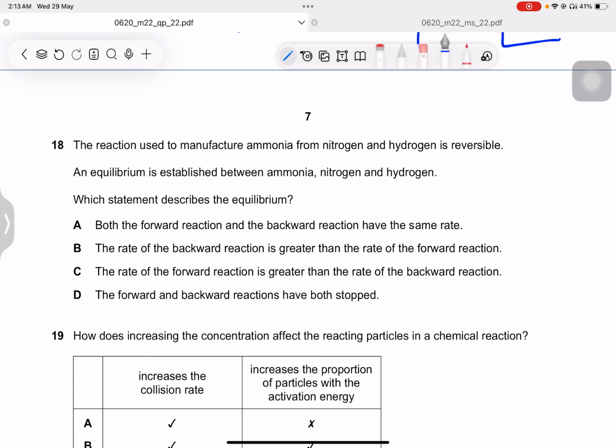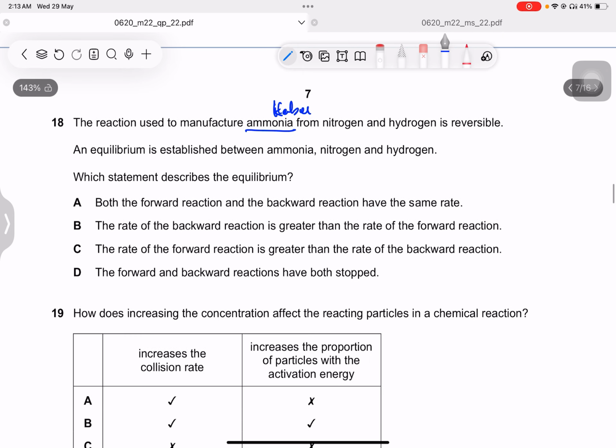The reaction used to manufacture ammonia, which we know is the Haber process, from nitrogen and hydrogen is reversible. An equilibrium is established between ammonia, nitrogen, and hydrogen. Which statement describes the equilibrium? So we know the equilibrium definition. Both the forward reaction and the backward reaction have the same rate. Yes, the rate of the forward reaction equals the rate of the backward reaction in a closed system.